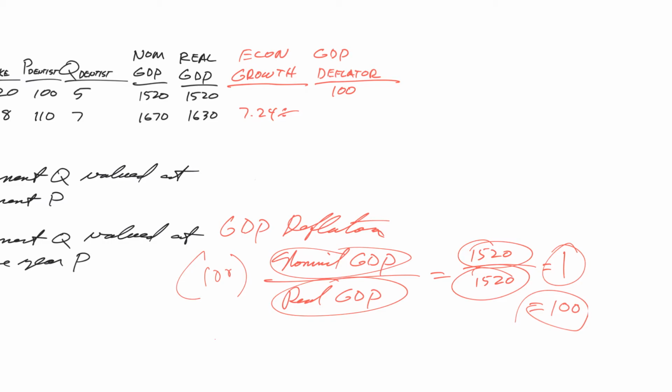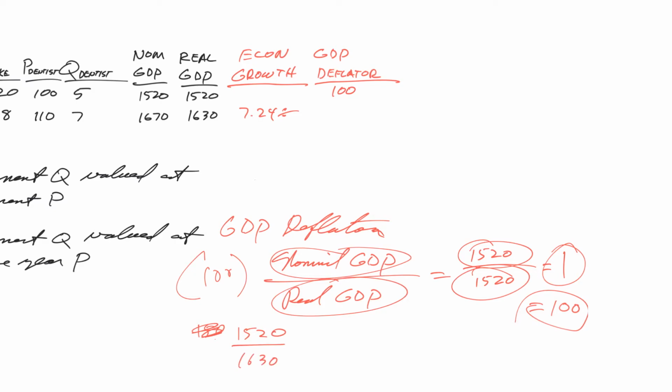Okay, how about in year 2? Well, we've got nominal GDP of 1520, and real GDP in year 2 of 1630.